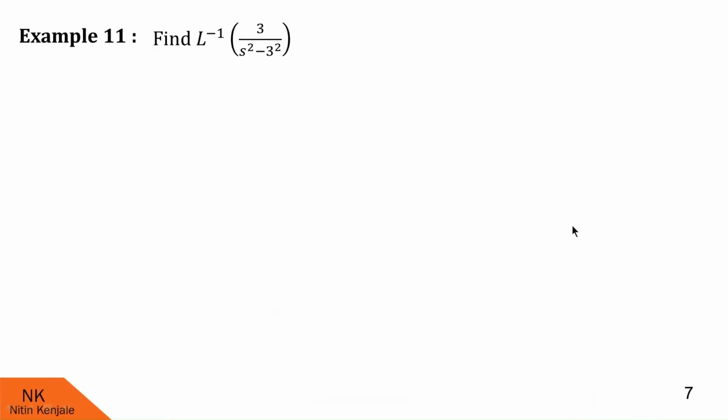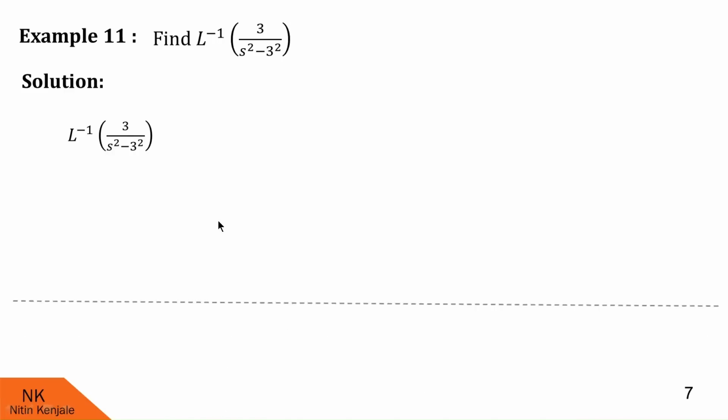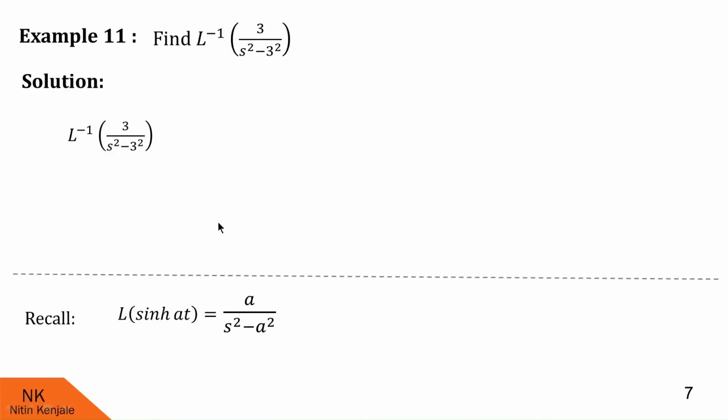Now let us go for the 11th example. Here we have to find L inverse of 3 upon s square minus 3 square. Ask yourself whose Laplace transform is of the kind a upon s square minus a square. If you don't remember, recall Laplace of sin hat. It is a upon s square minus a square. So these two functions are exactly similar at a equal to 3. Therefore, I can write L inverse of 3 upon s square minus 3 square as sin h 3t.